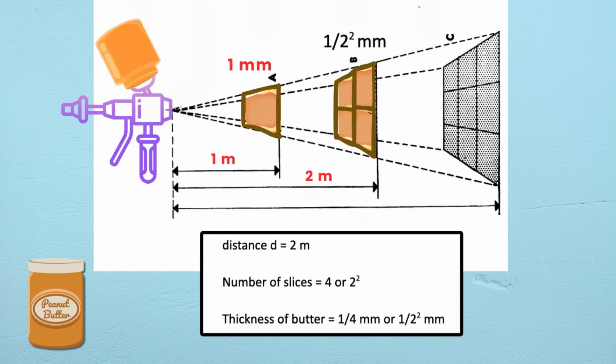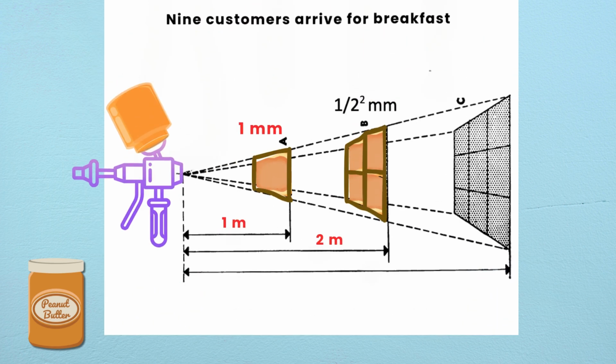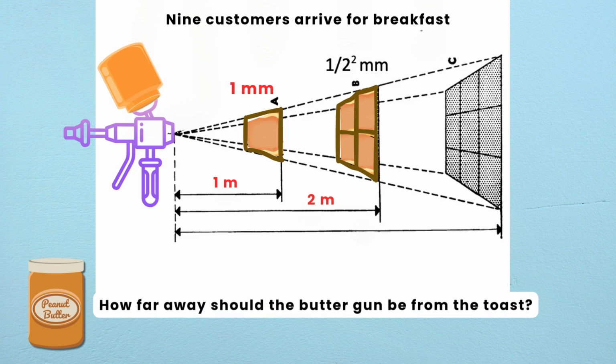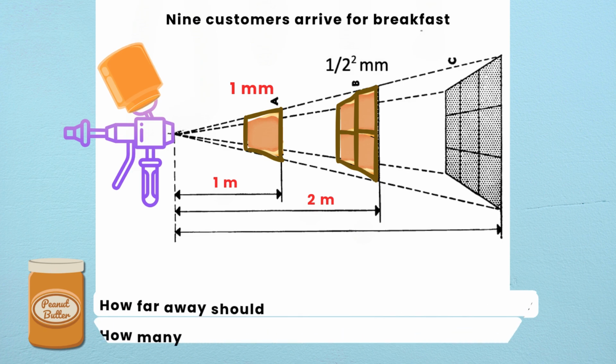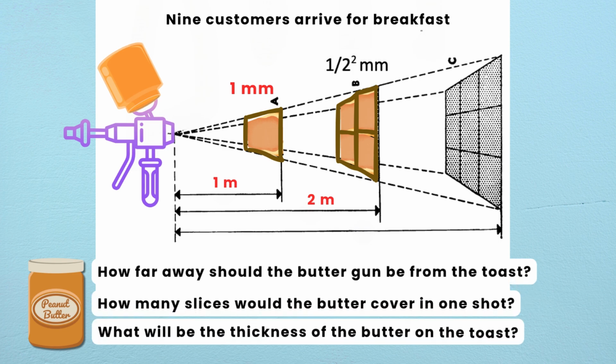So when distance d equals 2 meters, number of slices is 4 or 2 square, and the thickness of the peanut butter is 1/4 millimeter or 1/2 square millimeter. Challenge question. 9 customers arrive for breakfast. How far away should the butter gun be from the toast? How many slices would the butter cover in one shot? What will be the thickness of the butter on the toast?